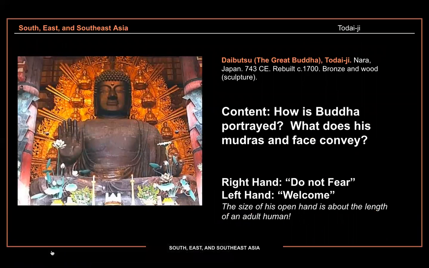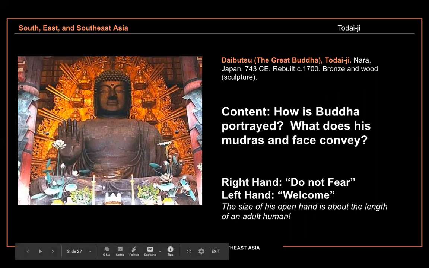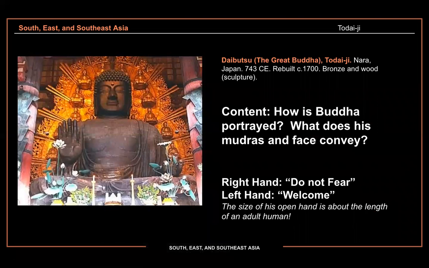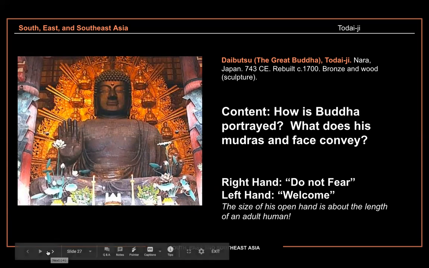So let's focus on how Buddha is portrayed. Right? He's portrayed as cool, calm, and collected. And then his hands are really the things that are giving out the emotive quality of this, explaining what he is saying. So his right hand is do not fear. And his left hand is you're welcome. So he's welcoming people to the temple. Even though he's gigantic, you should not fear him.